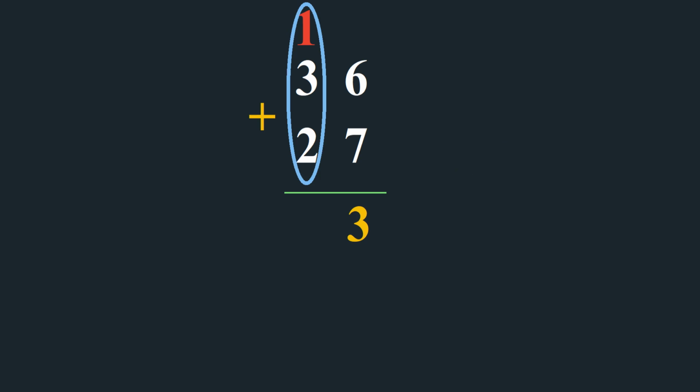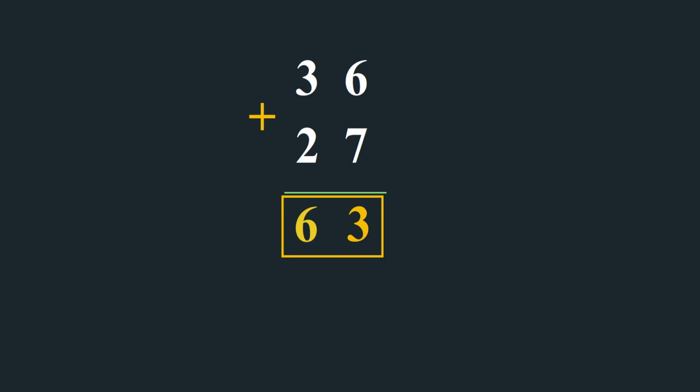Now we add the numbers in the tens place. 1 plus 3 equals 4. We need to add 2 more, which gives us 6, right? 6 in the tens place. So 36 plus 27 equals 63. And this is our final answer to this problem.